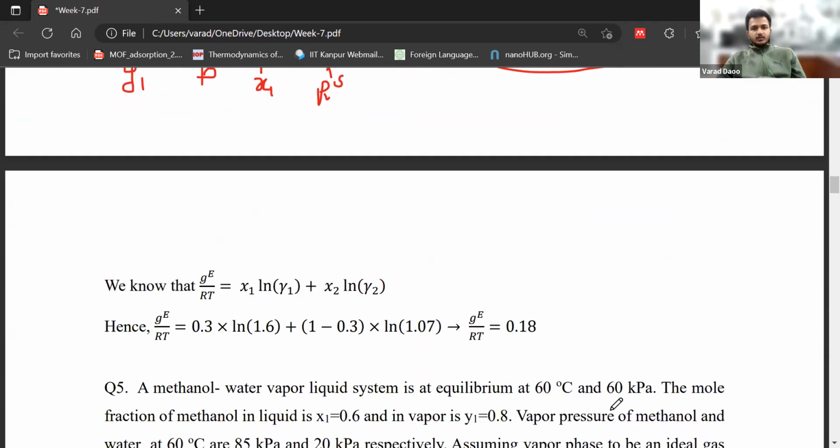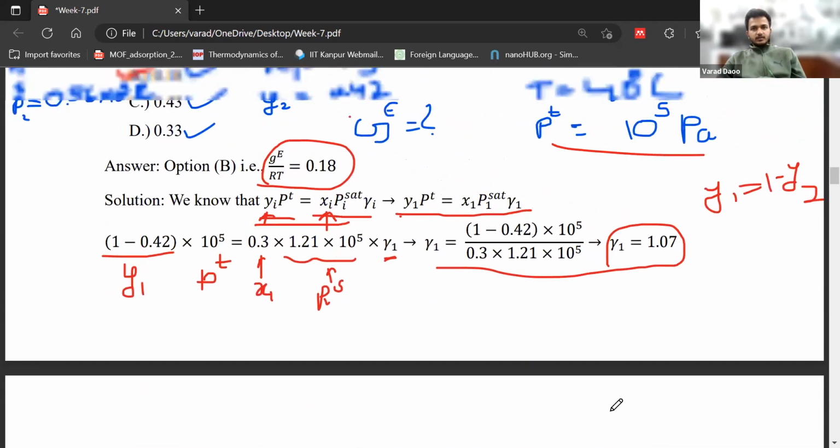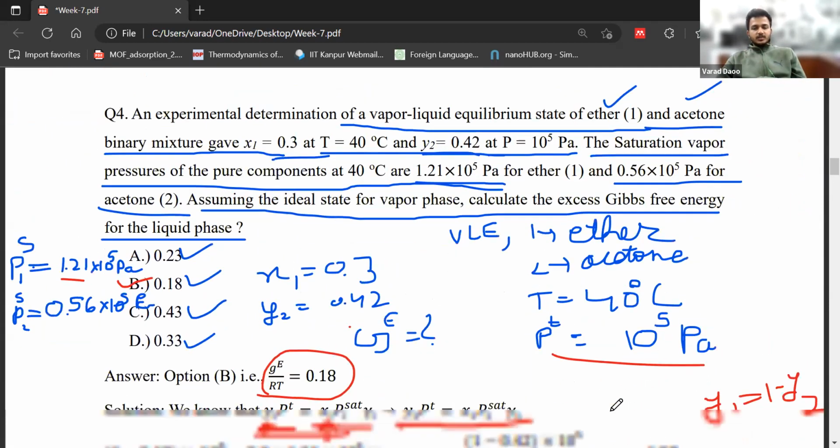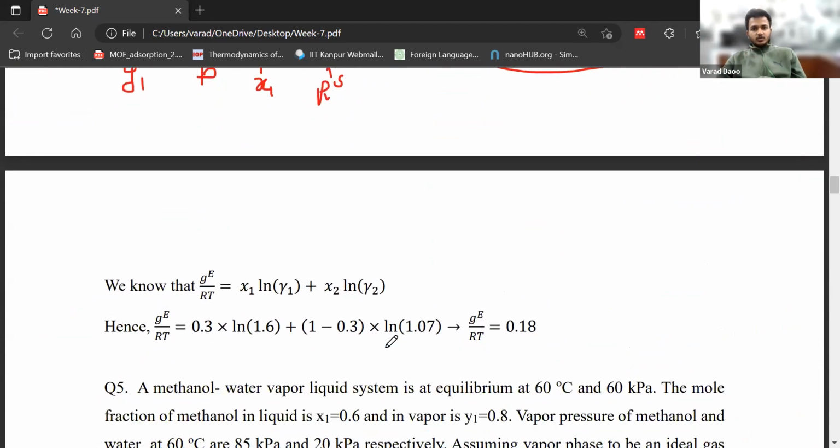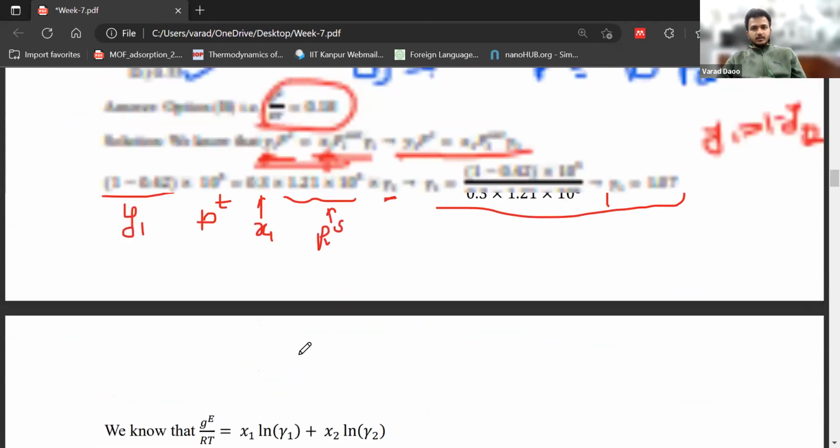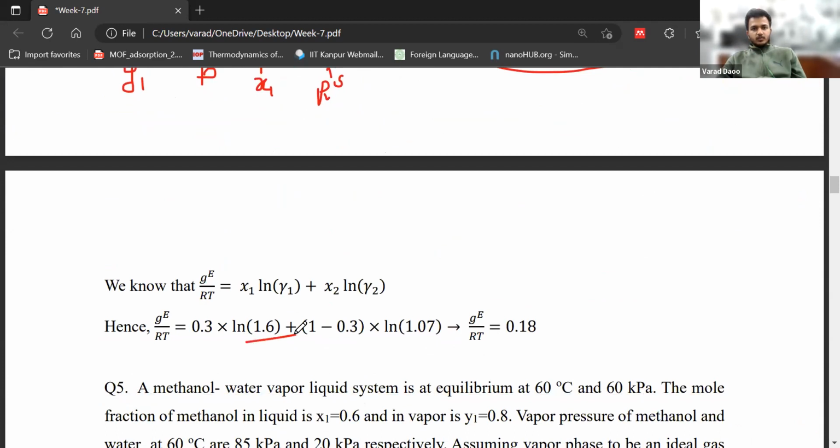Similarly, we find gamma 2 as well. In a similar fashion, we find gamma 2, and gamma 2 comes out to be 1.6. Then we know this expression that GE by RT is nothing but x1 ln gamma 1 plus x2 ln gamma 2.